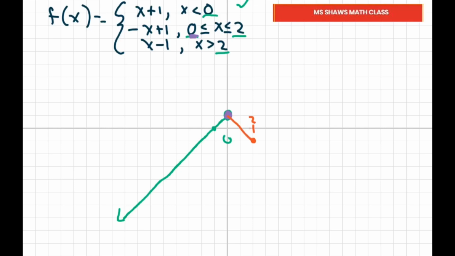This is 2. Now for numbers greater than 2. So what you want to do is plug in 2. You have to plug in 2 to see, because it's getting close to 2. So 2 minus 1 is 1. So that's going to be open here. I don't know where to put my 2, but here it is. That's going to be open. Then let's see what's going on at 3. At 3, that's going to go to 2. So that's going to be this piece right in here.